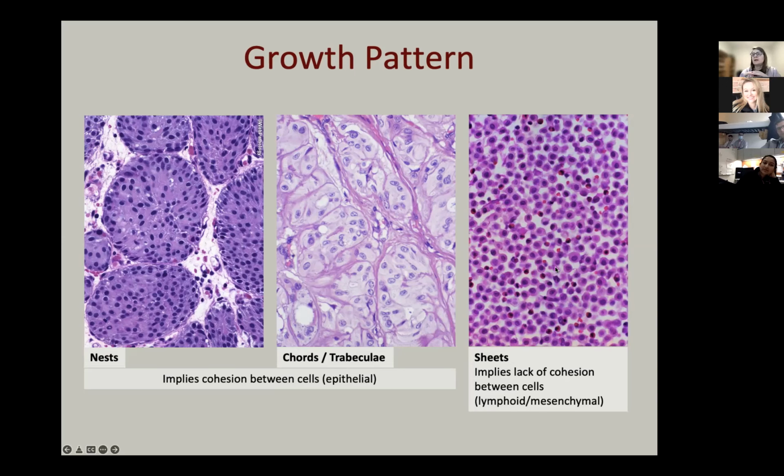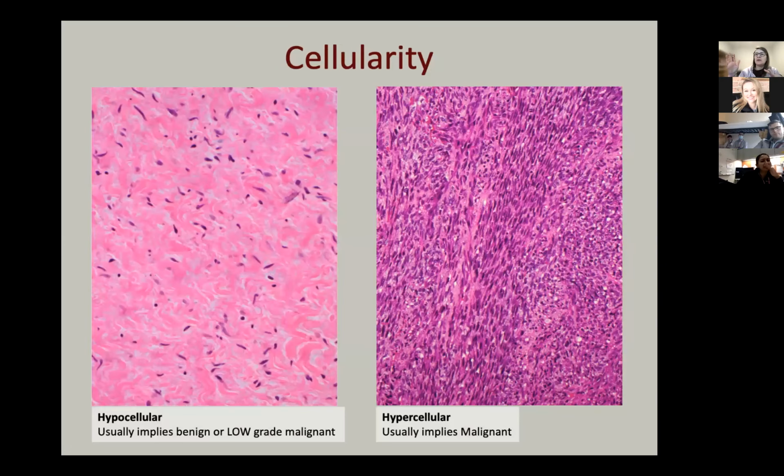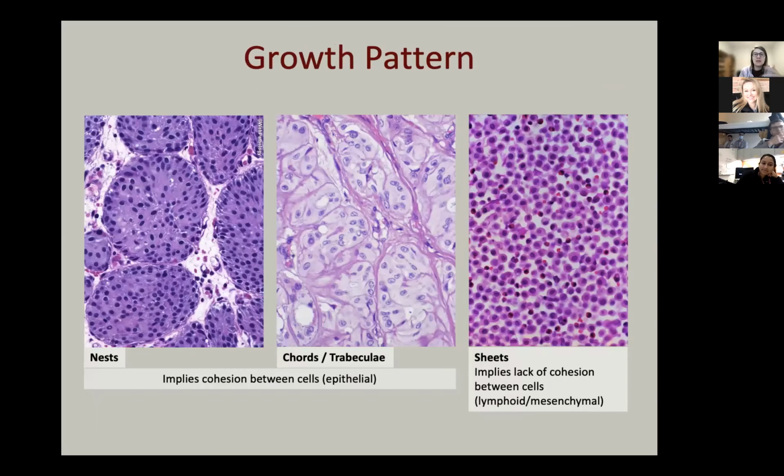So lymphoid or mesenchymal neoplasms generally have less cohesion between those cells, and they show up as sheets. You can see here on the right, there are sheets of these rounded lymphoid cells. And in the above area, there are essentially sheets or long fascicles of these mesenchymal spindle cells without any sort of glandular structures or nests. Okay, so that could also clue us in to the tissue type of these cells.